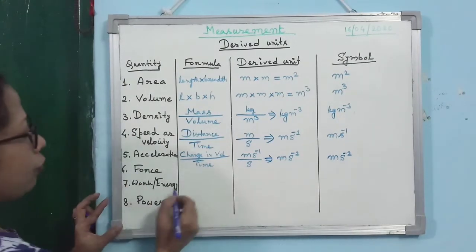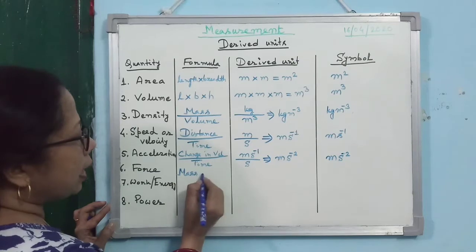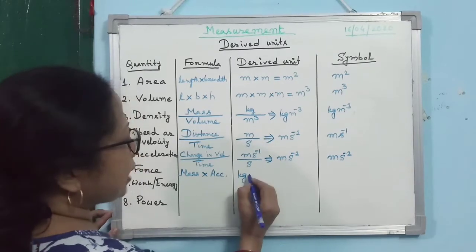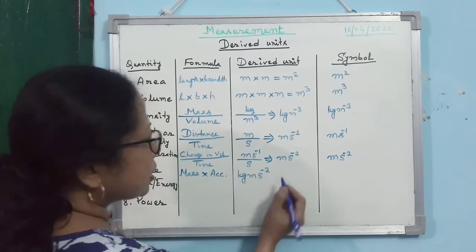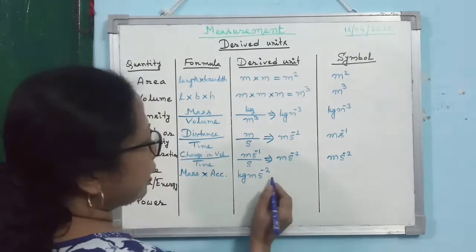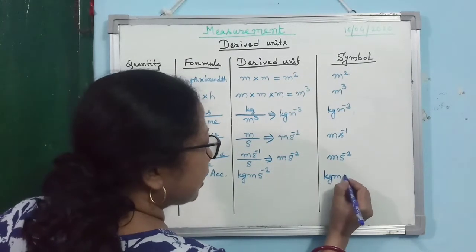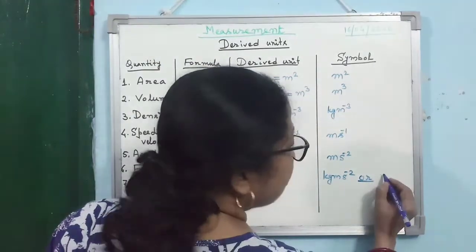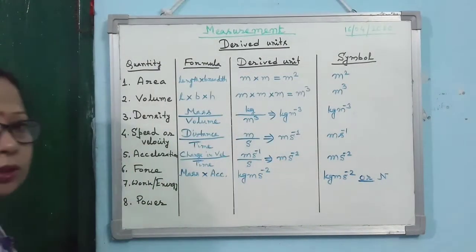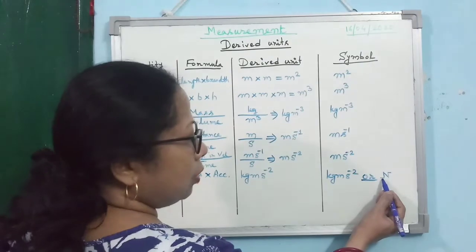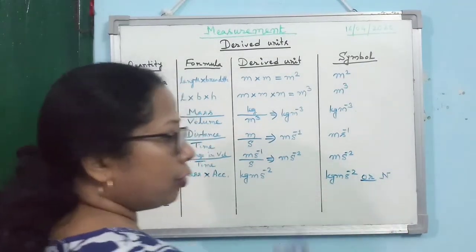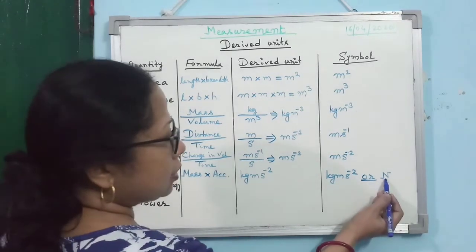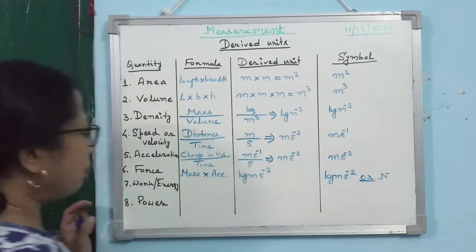Then force. How do we define force? Force is equal to mass into acceleration. Now you see here mass is kg and acceleration is meter per second square. So you can write it as kg meter per second square, but the SI unit of force we define as Newton also. If you write only one letter, then it will be capital N, and if you write the full form, then it should be small newton. So the symbol is big N or kg m s to the power minus 2.